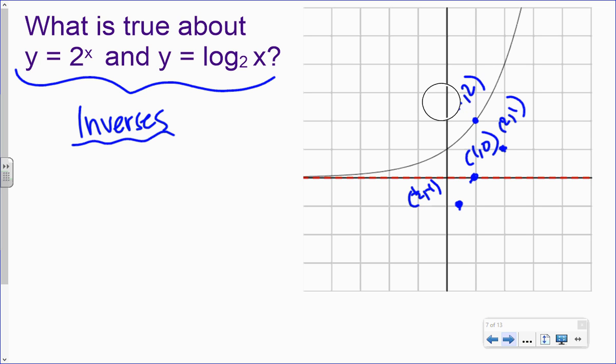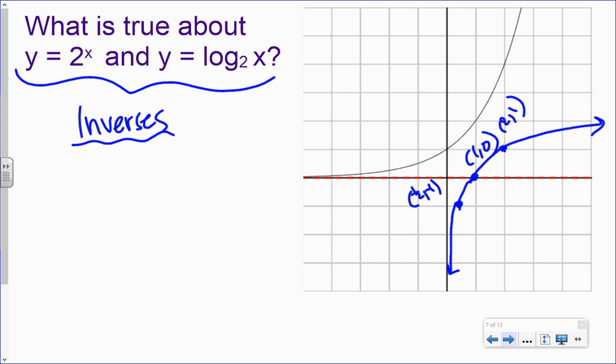Do you see the reflection? About what line? y equals x. So what's that going to mean about our asymptote? It's going to be the same? No, you said slant.